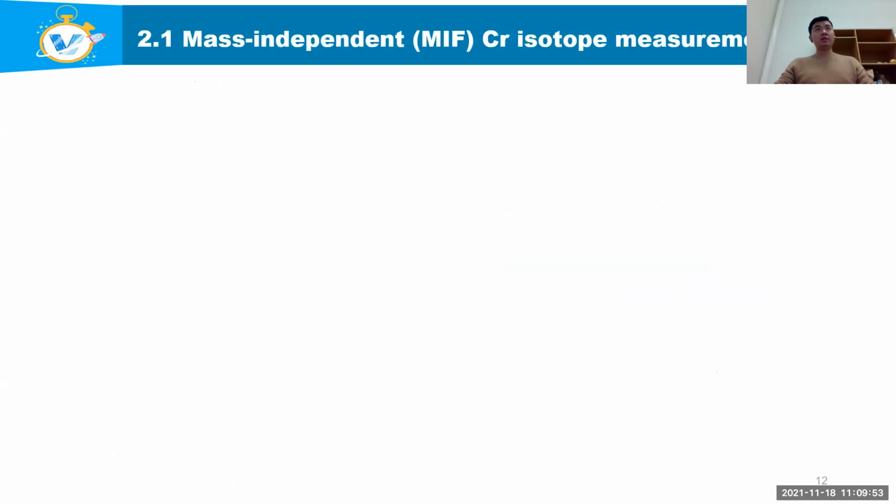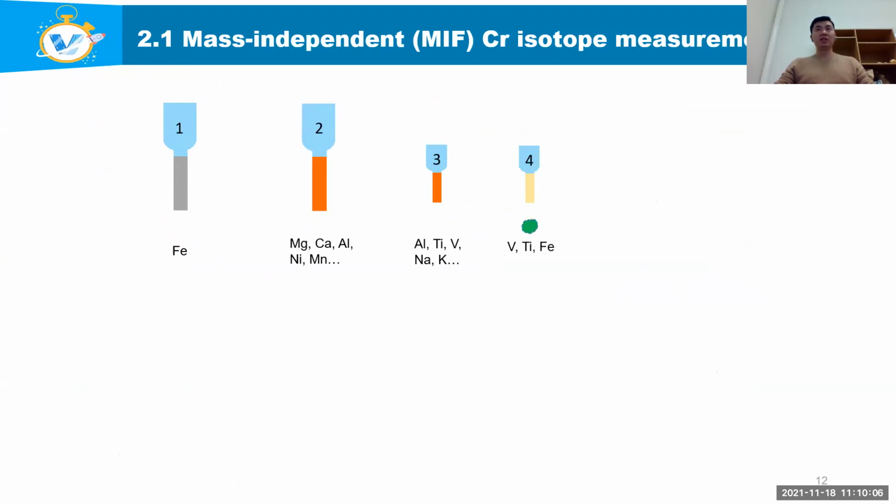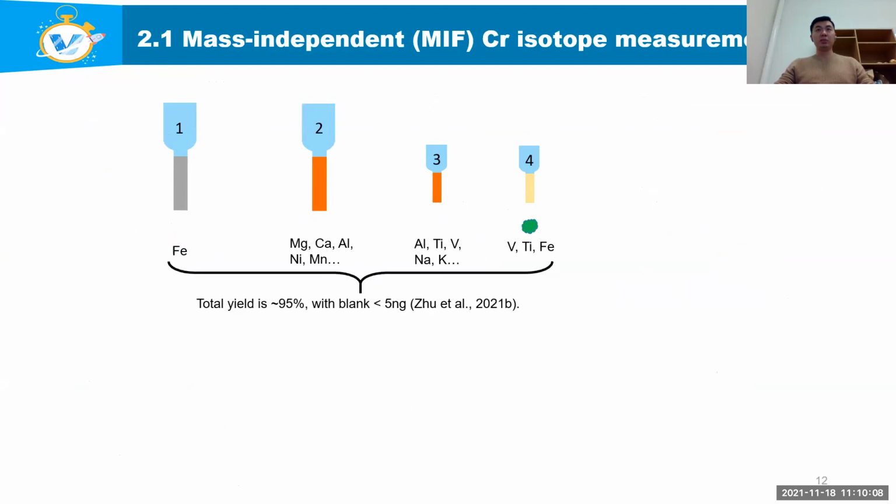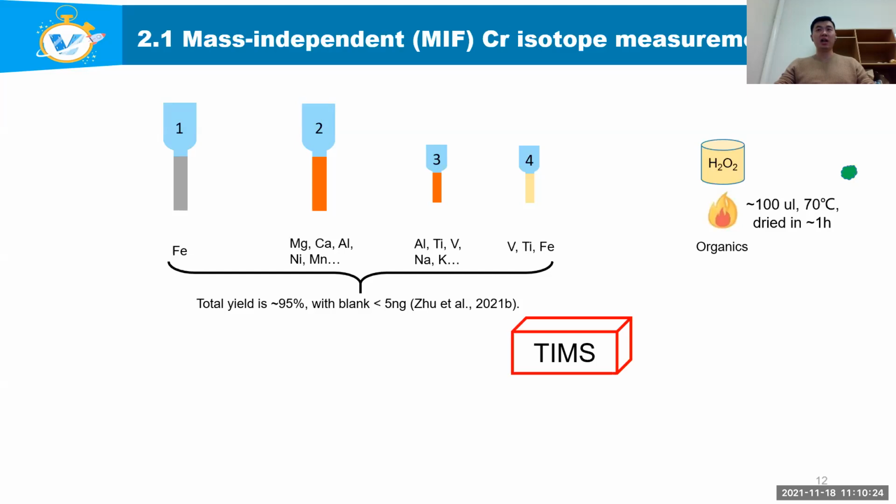Now let's go to the analytical method. For the mass-independent chromium isotope measurements, I used a 4-step column chemistry. This is a bit slow, but this complicated purification is mainly to achieve a high yield chemistry. That's because the chromium isotopes will fractionate on the columns if the yield is not high enough.